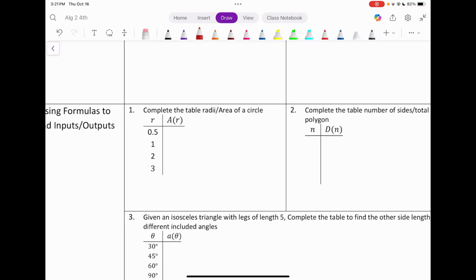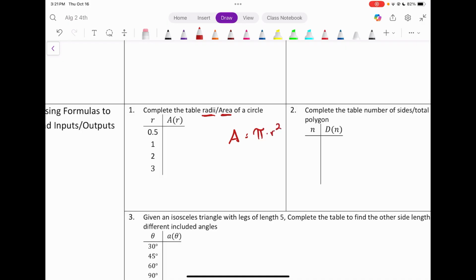Let's talk about how to use t-tables, also known as input-output tables. So this number one right here, we'll just do one example. It says complete the table for the radius versus the area of a circle. So first off, we need that actual formula. The area of a circle is pi times the radius squared.